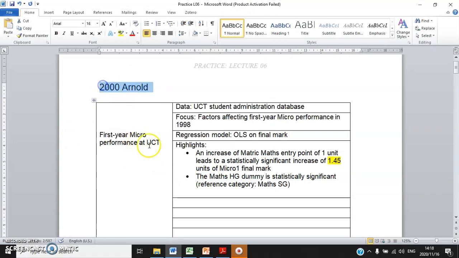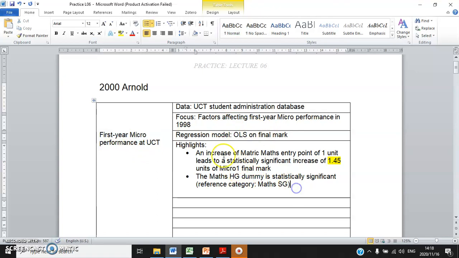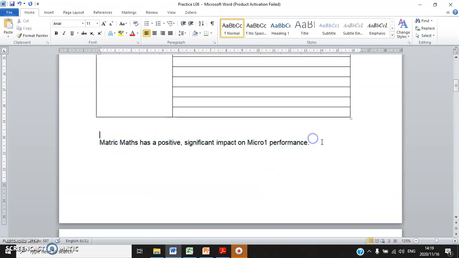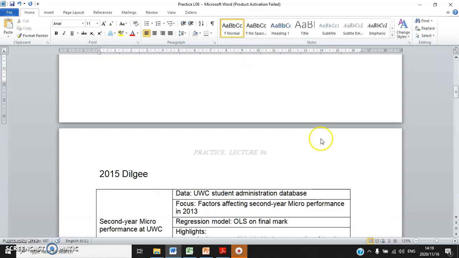First one, 2000, Arnold, done on first year micro at UCT. Look at the key findings. An increase of matrix mass entry points of 1 unit leads to a statistically significant increase, remember the keyword, significant, of 1.45 units of first year micro mark. So keep this in mind: significant, the parameter is 1.5. And this is the conclusion statement: matrix mass has a positive significant impact on the UCT Micro 1 performance.